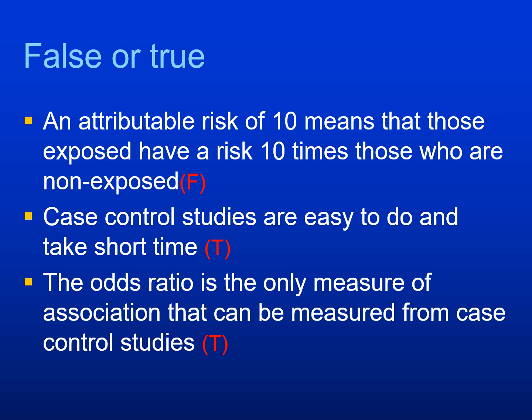An attributable risk of 10 means that those exposed have a risk 10 times those who are non-exposed. This is wrong, because this is not the attributable risk, this is the relative risk. Of course, case control studies are easy to do and take short time, relatively, compared to cohort studies or interventional studies. The odds ratio is the only measure of association that can be measured from a case control study. This is a true statement.